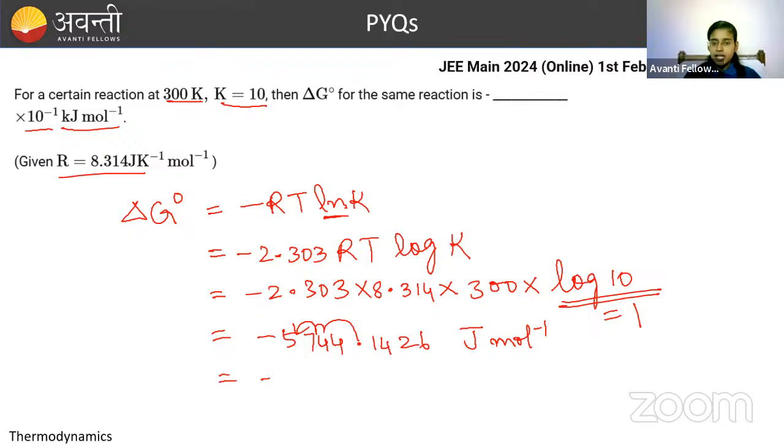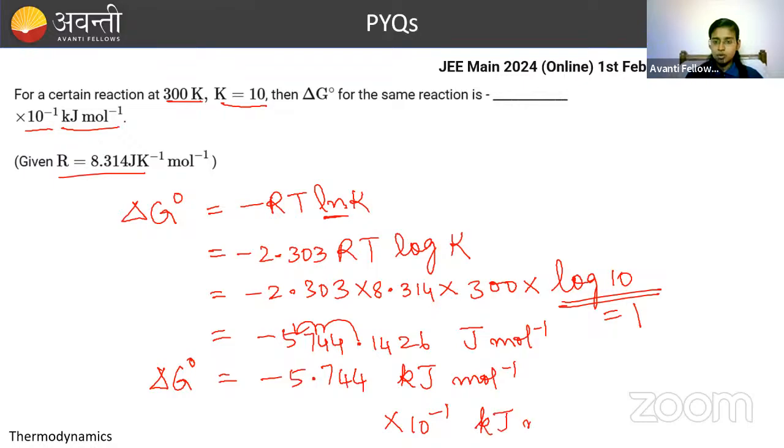So it will be minus 5.744 into kilojoule per mole. Okay, so this is the delta G value in terms of kilojoule. But we have to give it in terms of 10 to the power minus 1, right? So if I want to represent it with 10 to the power minus 1 kilojoule per mole, then again I have to move this decimal to the right side, 1 place right.